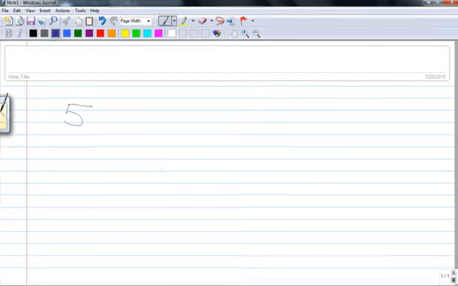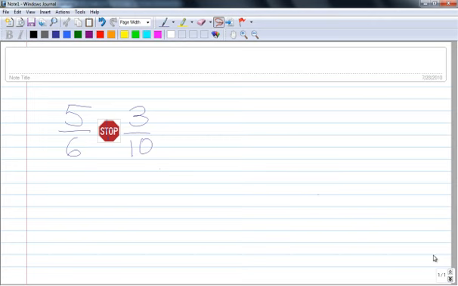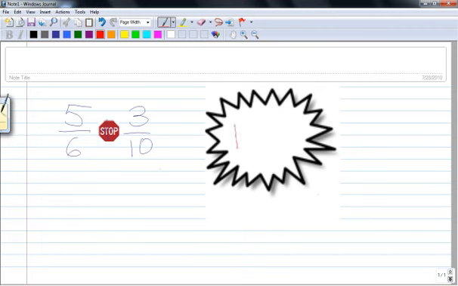We're looking at addition of fractions. We have 5 out of 6 plus 3 out of 10. Many students start adding 5/6 plus 3/10 and putting numbers together. But you need to stop and think about what exactly is it that you're adding together here.